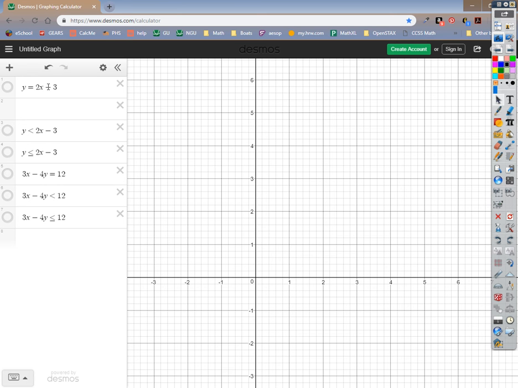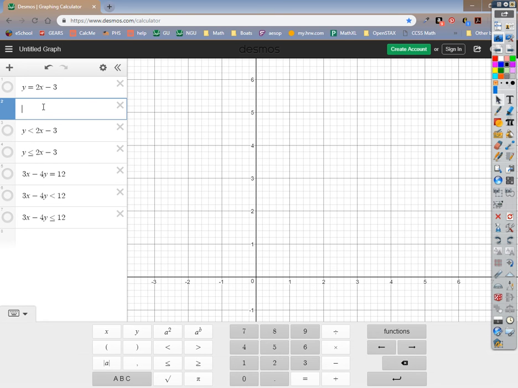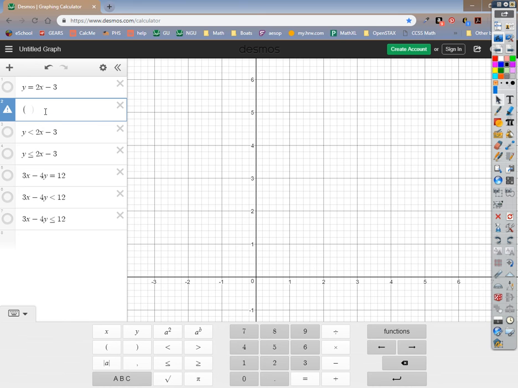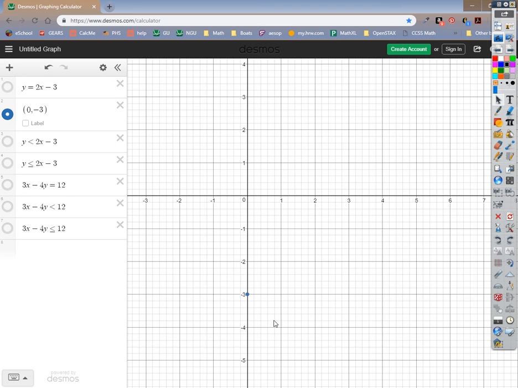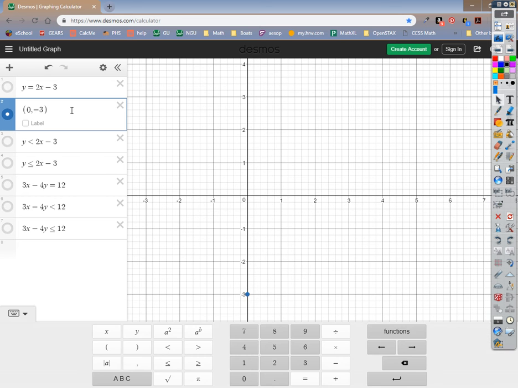So where's the first point? Negative 3. Okay, the y-intercept. Good. So we can graph the point 0, negative 3, right? X is 0, y is negative 3. And there it is right there. Agreed? Okay.